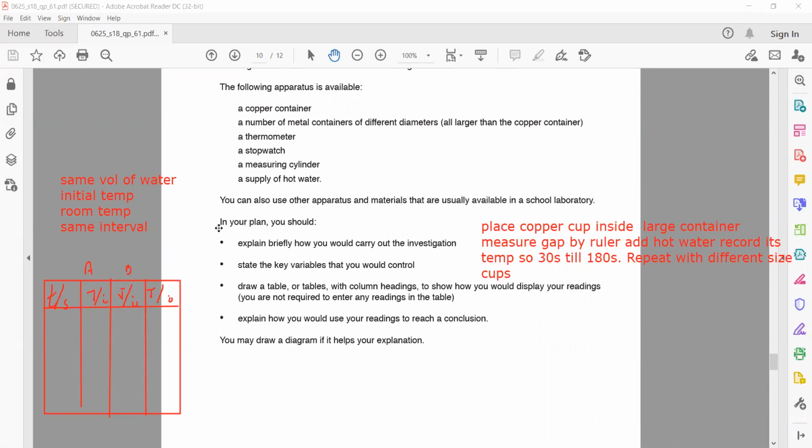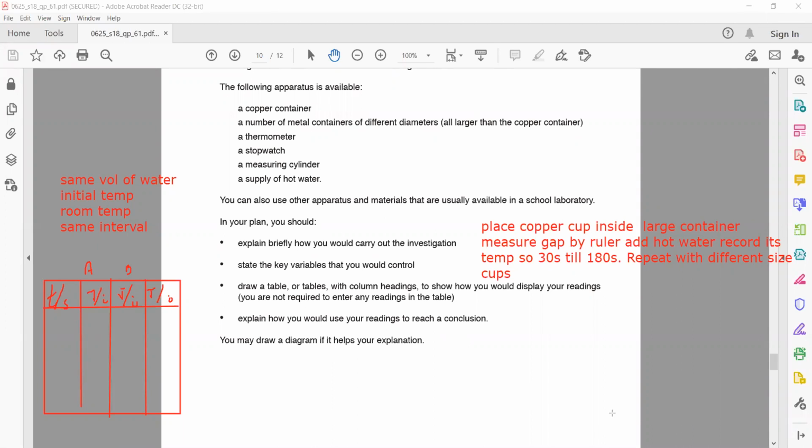If you are using a lid, it should be for all of them, because you are investigating the effect of the insulation, so there should be a lid as well. All should be covered with a lid so that they will not lose energy due to evaporation or convection. Explain how you would use your results to reach a conclusion.